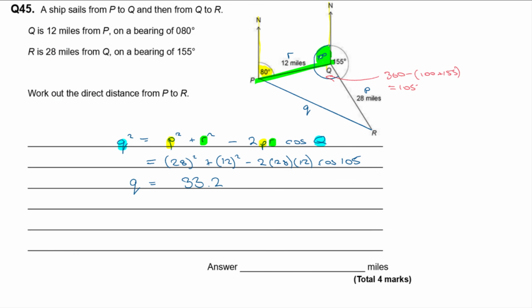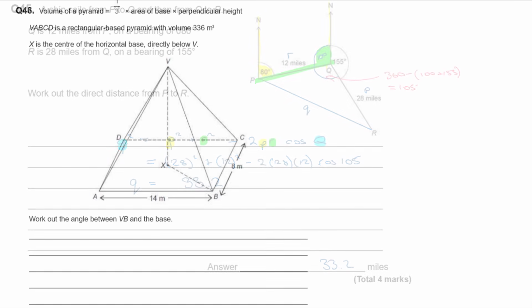33.2. Does that look about right? Yeah, it's definitely the longer side, isn't it? 33.2 looks about okay. So 33.2 miles. Work out the direct distance from P to R. It's 33.2 miles.